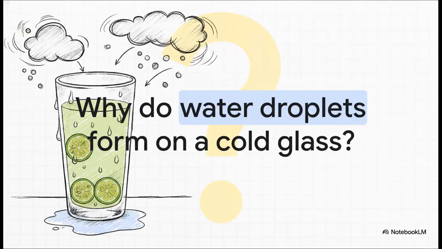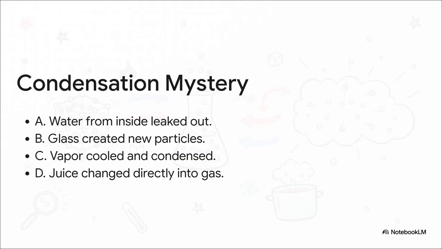Okay, Scenario 3. For our final question, let's solve a classic hot weather mystery, the sweating glass. A freezing cold glass of calamansi juice is placed on a table. After a few minutes, liquid water droplets form all over the outside of the glass. What is the best explanation for where that water came from? Are your choices A. Water from inside the glass actually leaked out through microscopic holes?